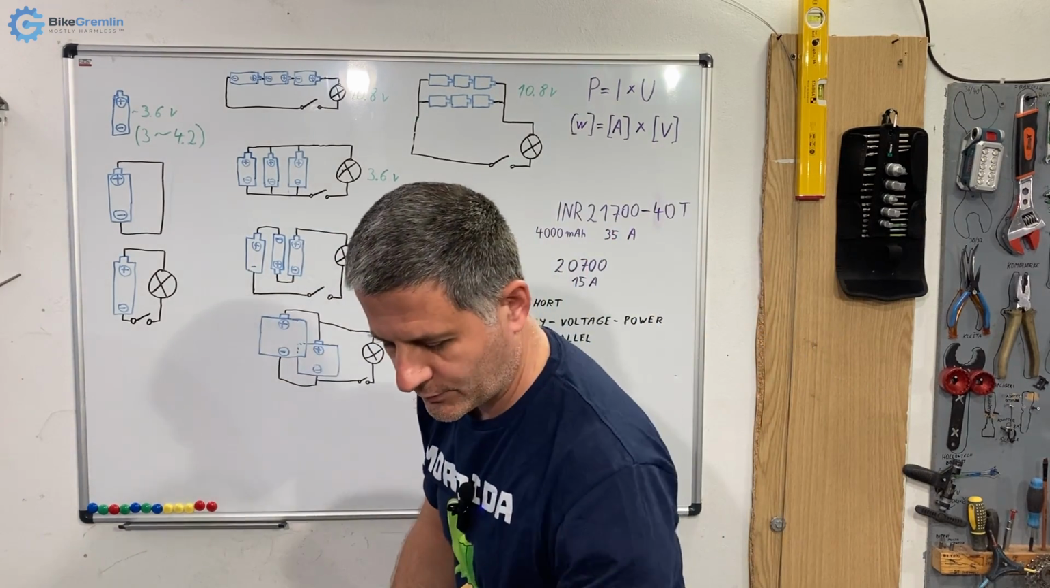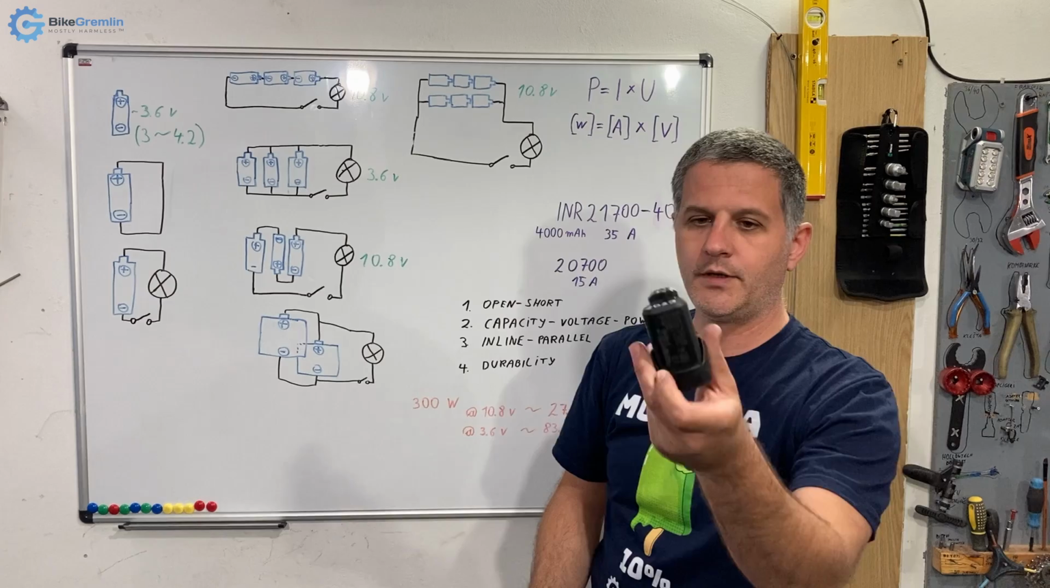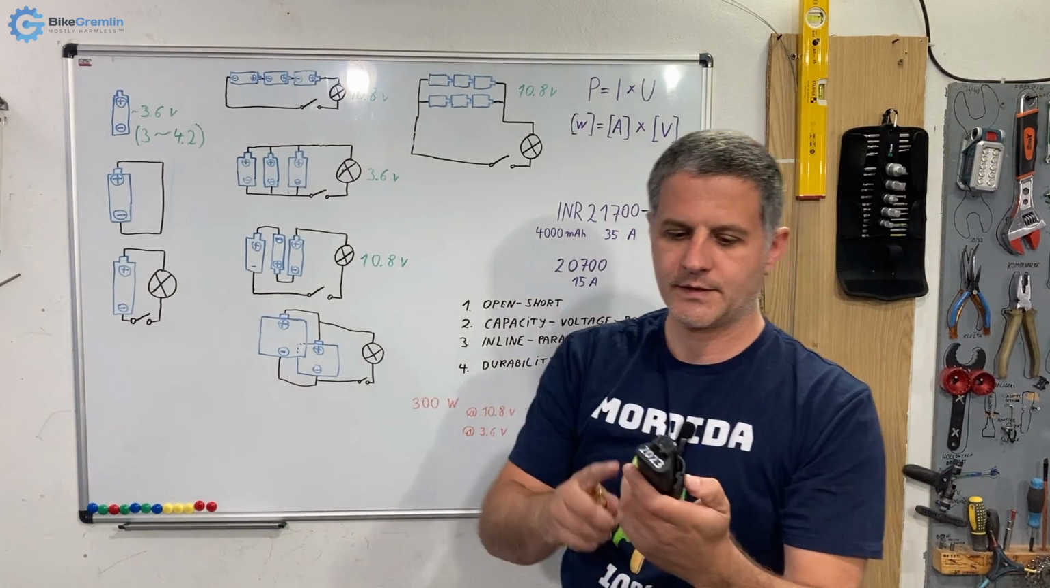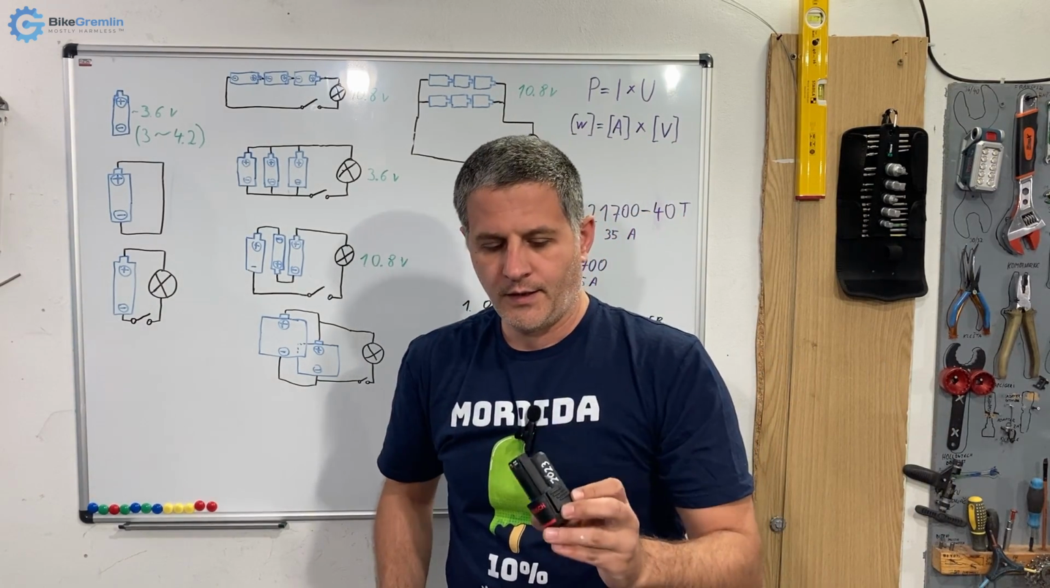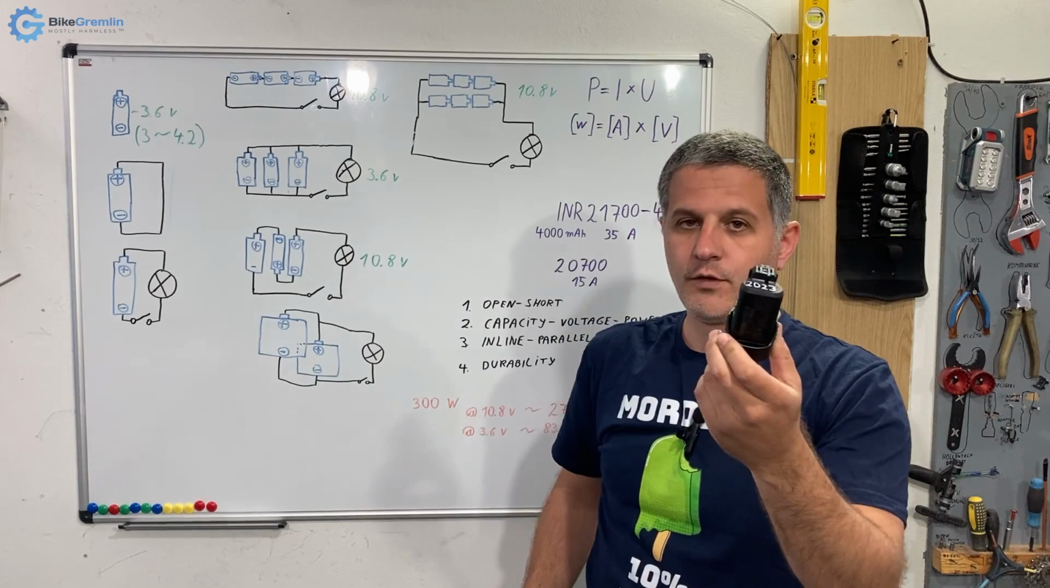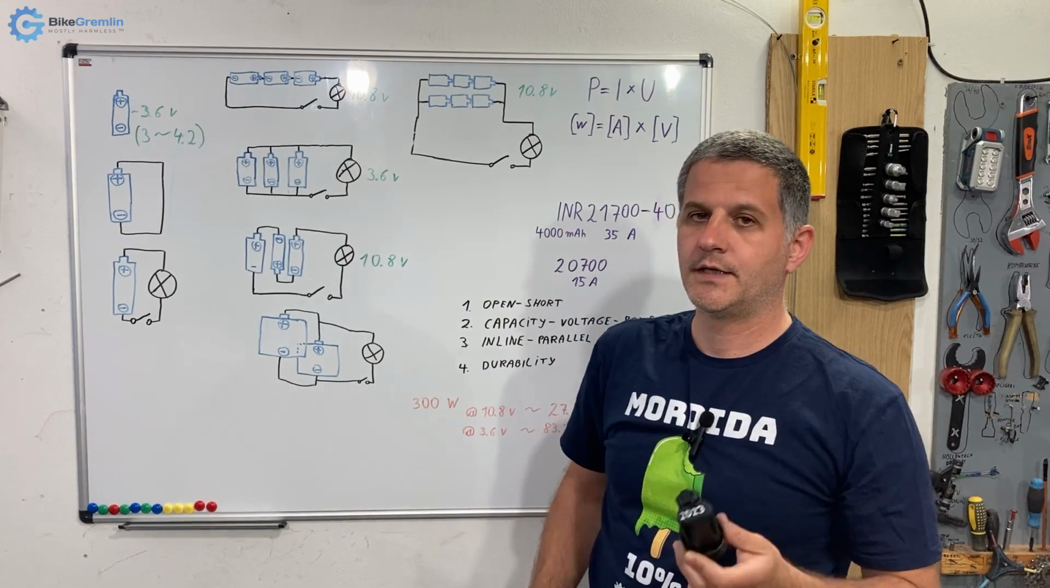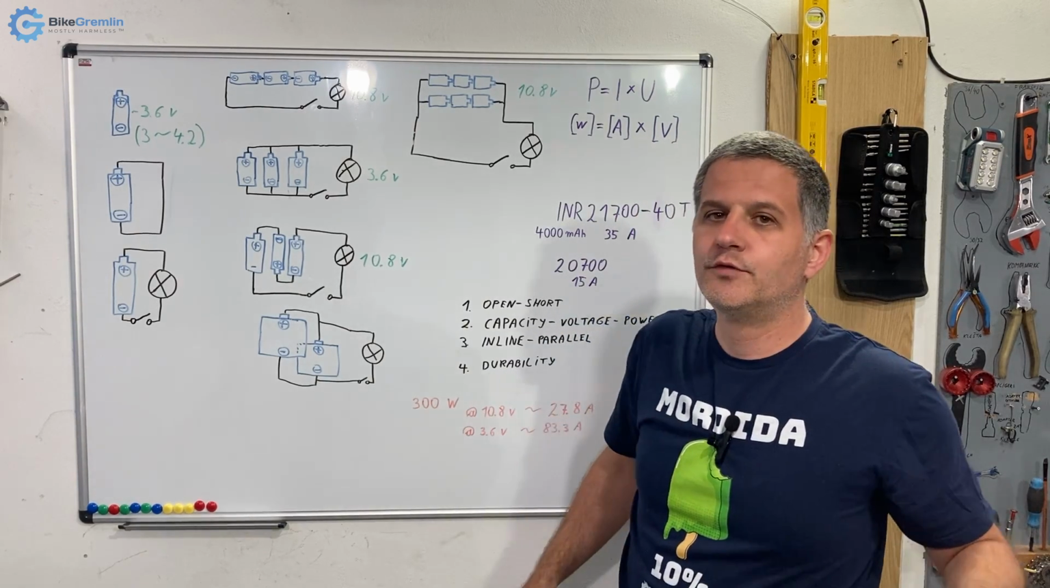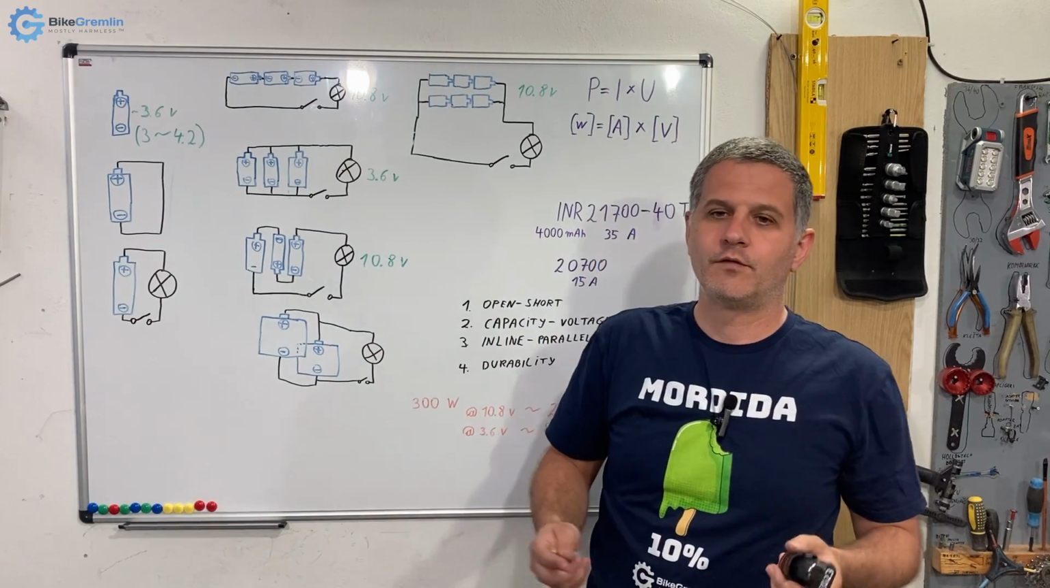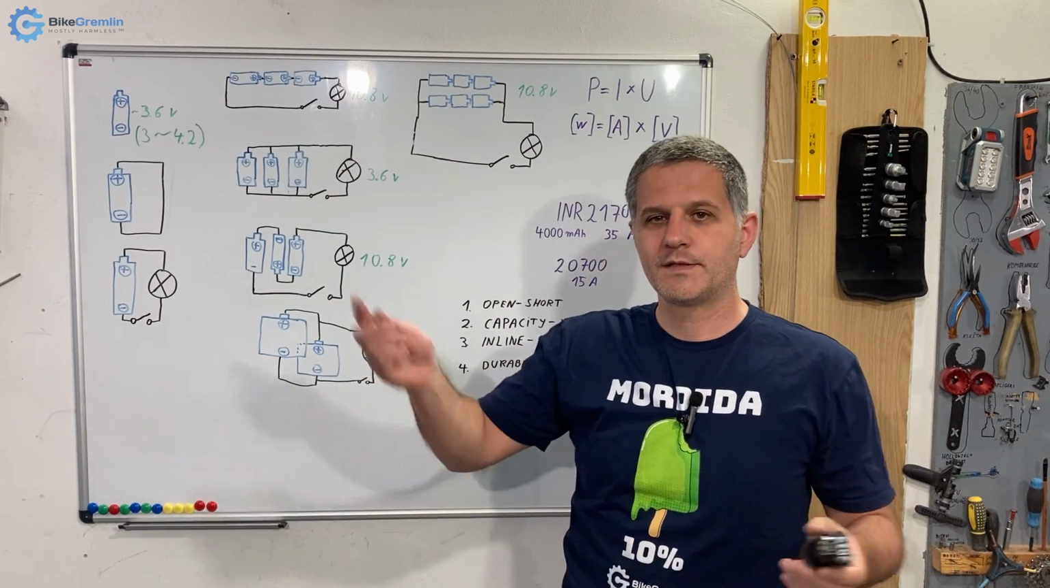That is exactly what we have in this little baby. This is Bosch, it says 12 volts. And now you can understand why it says 12 volts instead of 10.8. They said, okay, 10.8 is not good for marketing. Yes, the nominal voltage is 3.6, but everyone else is selling 12 volts.